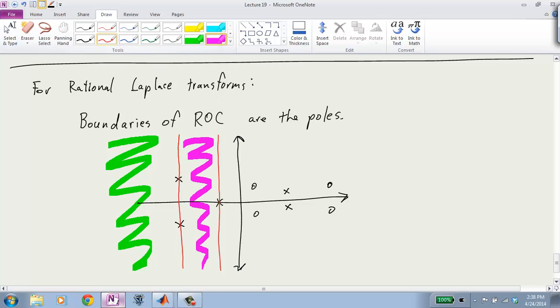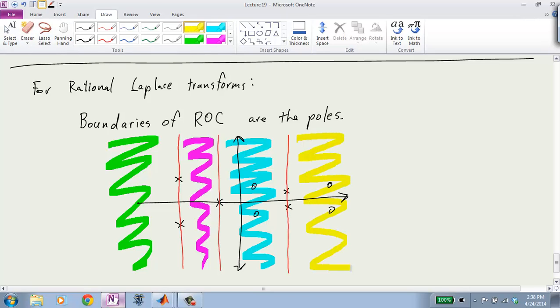There's another one that is, again, I intend for these to have the same real value. So there's another one that's between these two. And then finally, there's one that's to the right of the rightmost pole. So what this means is there are 4 possible impulse responses that would all give the same rational Laplace transform, but they would give different regions of convergence.